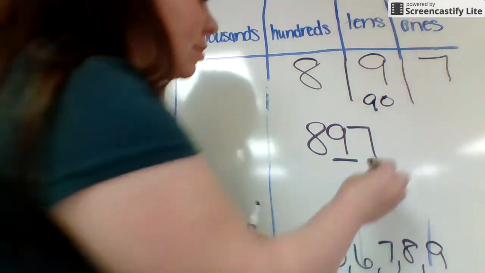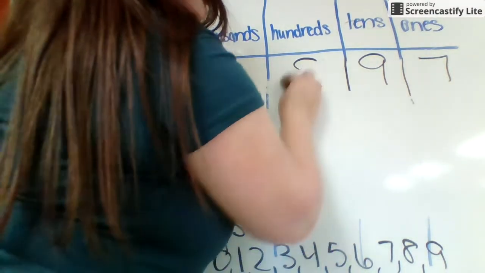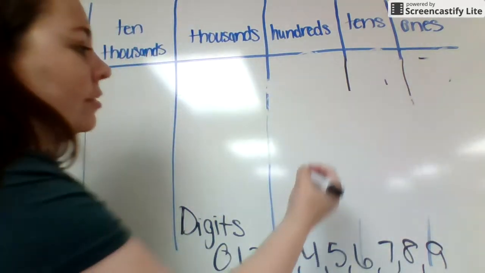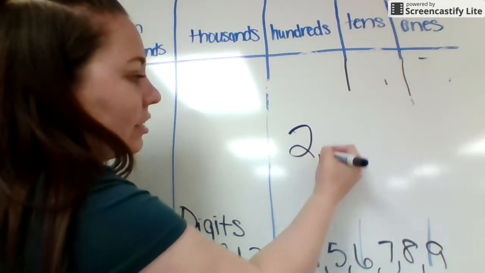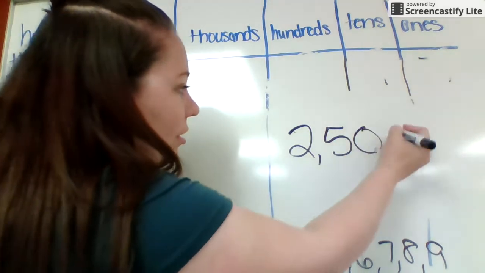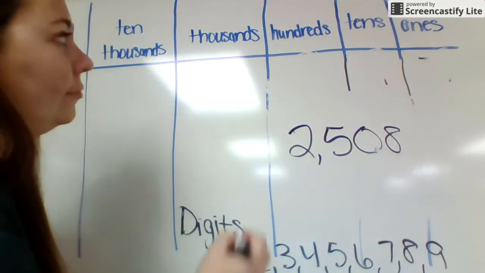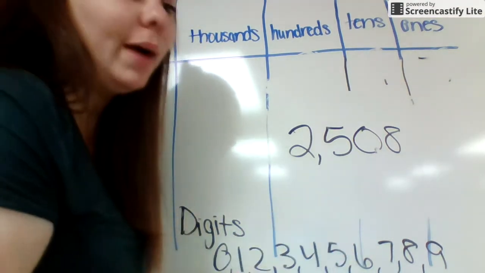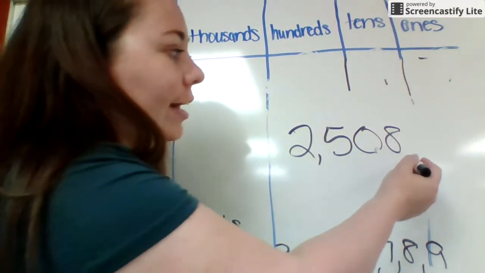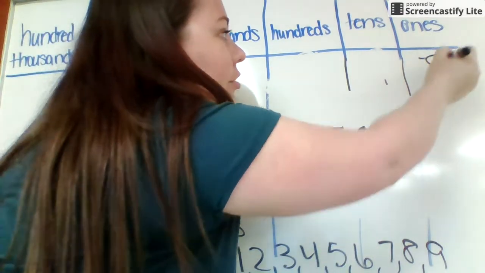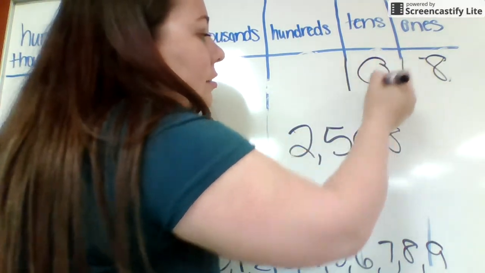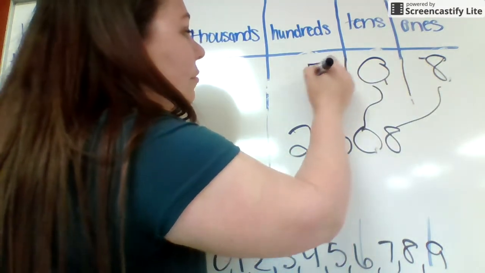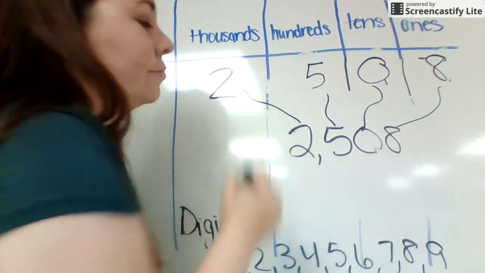And one more, we'll try it with a bigger number this time. Let's say I have 2,508. I'm going to put that number in my place value chart. And a quick way to know how it goes into your place value chart is the digit to your right is always going to be your ones, all the way to the right, and I'm just moving over. So I have my 8, 0, 5, and my 2.